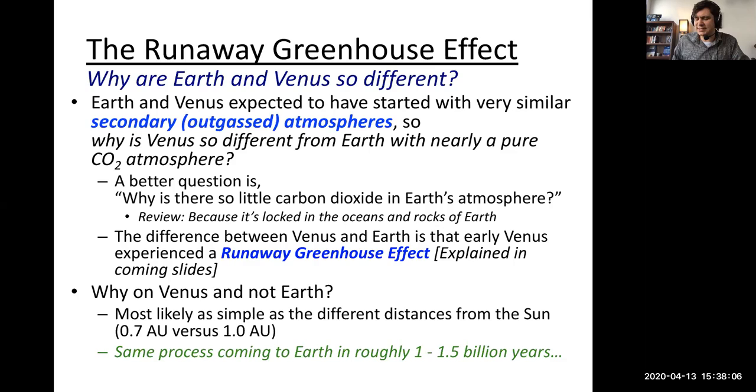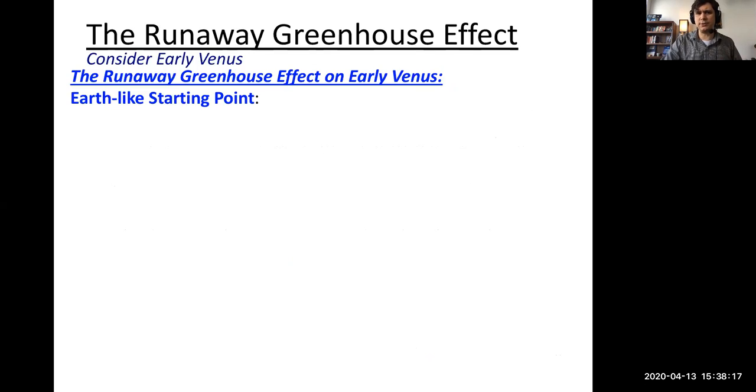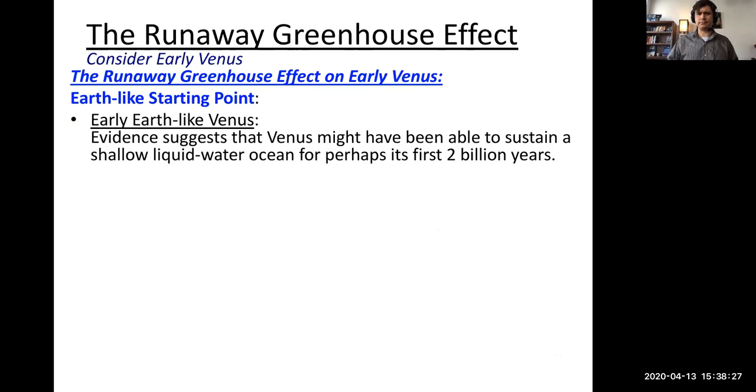Most likely, it's as simple as Venus formed just a little bit closer to the sun, at 0.7 AU instead of 1 AU away. So let's walk through the steps of the runaway greenhouse effect. Let's start with an early Venus. Let's assume an Earth-like starting point.